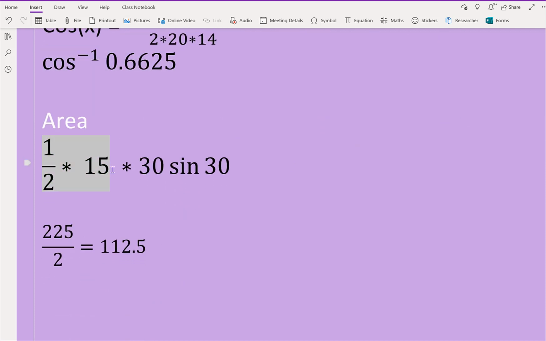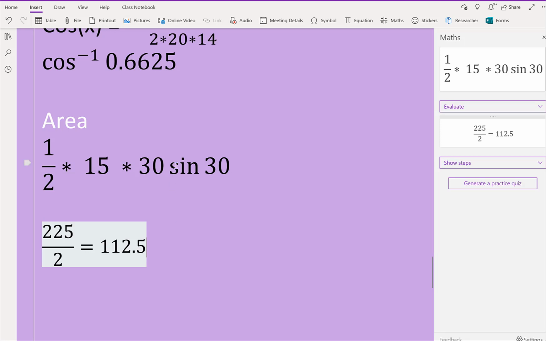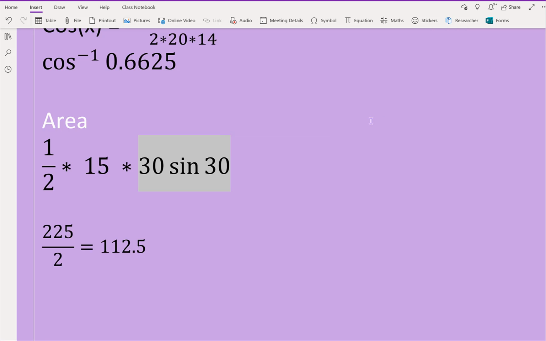And then finally, this is the area of a triangle. When I place an action, evaluate, can you see I can still get the answer even though I didn't put in the operation between the number here, 30, and sine 30. It still did its job wonderfully. Okay, so that is the end of my sharing, and thanks for watching, and I hope you enjoy and keep using OneNote to help you to get the calculation that you need.